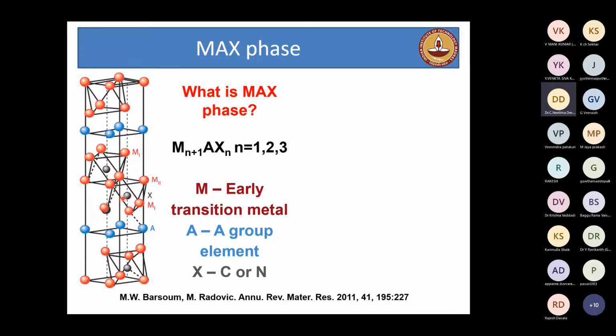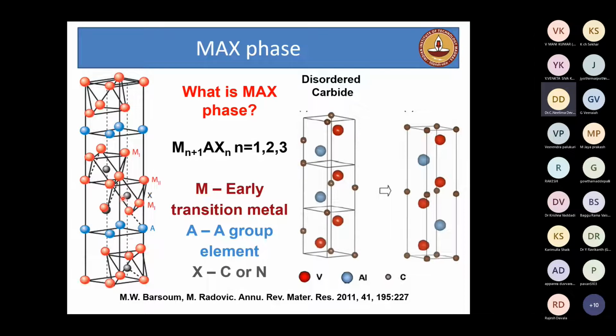Now, if the stoichiometry is wrong, you may end up getting a disordered carbide. That means the same single unit cell is now disordered into three different unit cells. But if you are in the stoichiometric range of the MAX phase, you can get a single unit cell which is so large, and you can see the M and X together and A as an isolated layer.